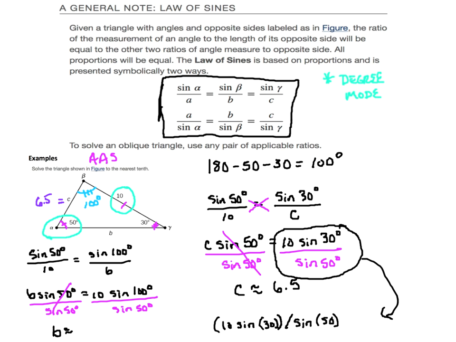All right, so everyone came up with 12.9, and sure enough, when I put it into my calculator, I get that side B is approximately 12.9. So our triangle's solved. We've got all the angles and we've got all the sides.